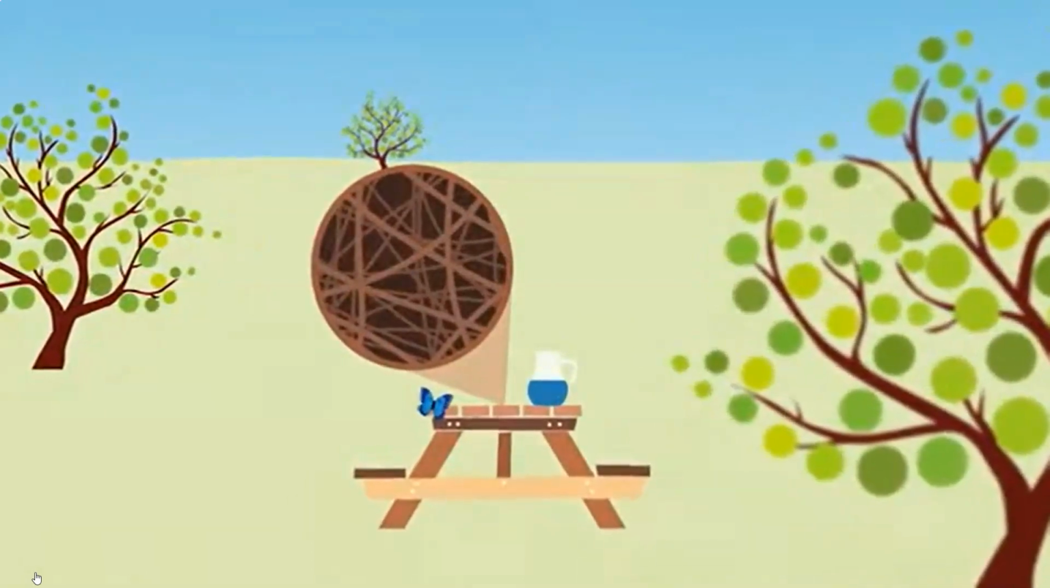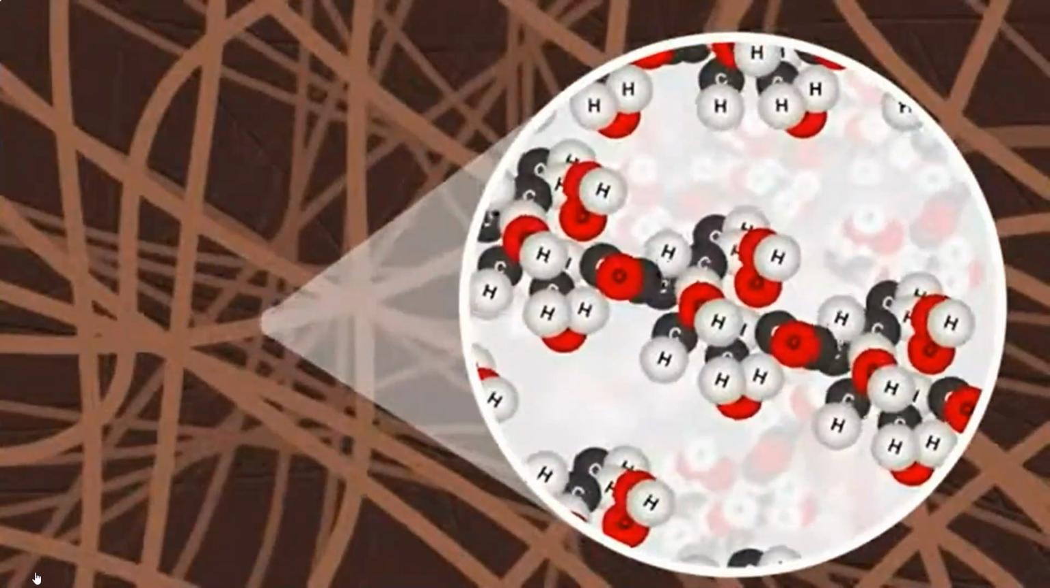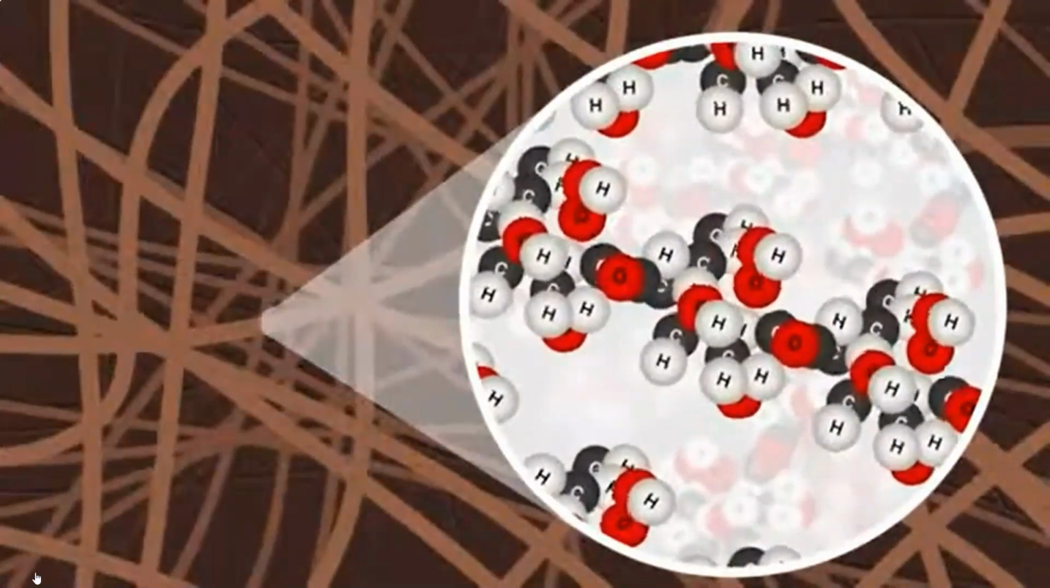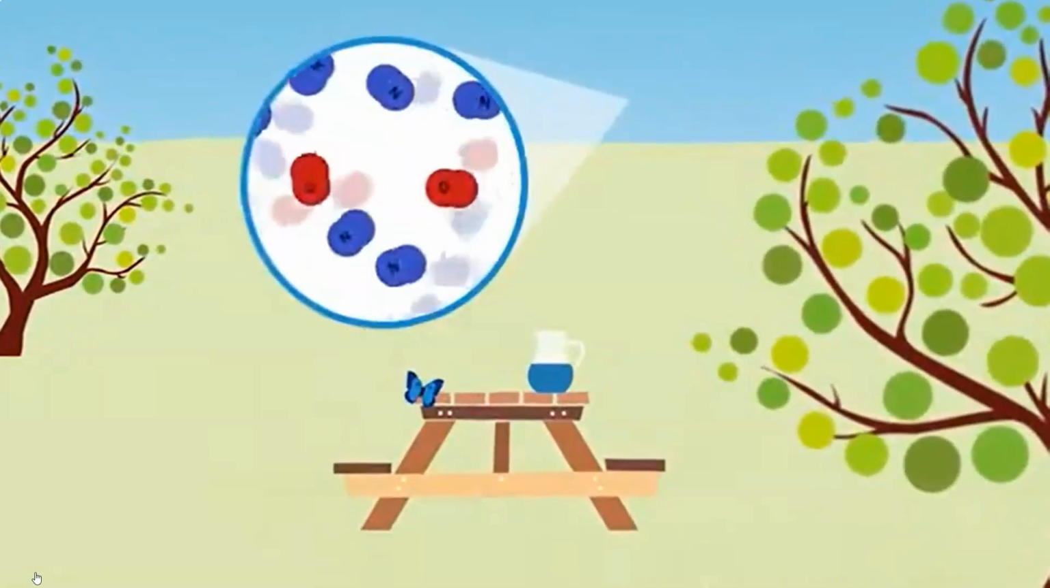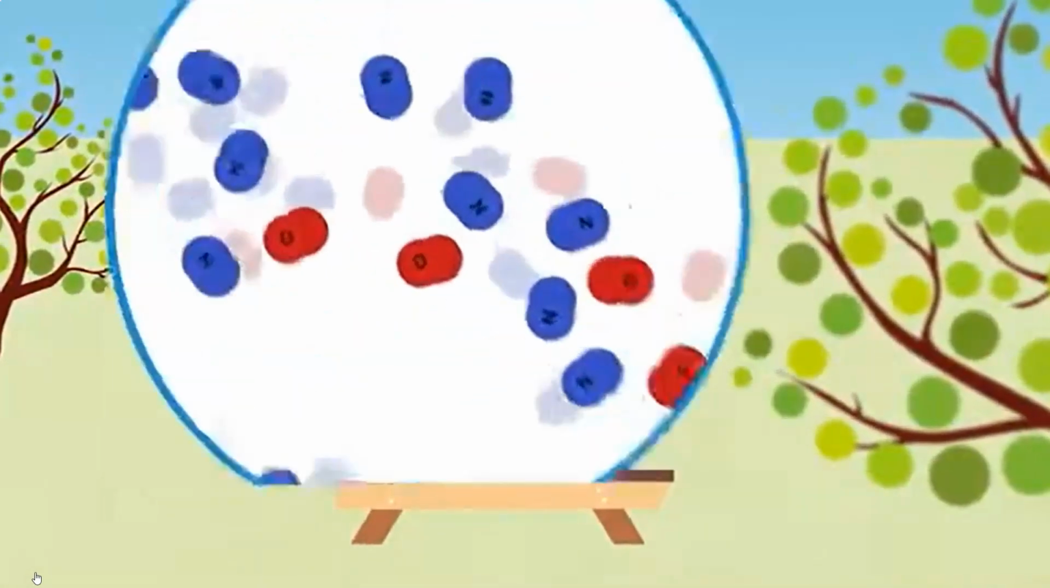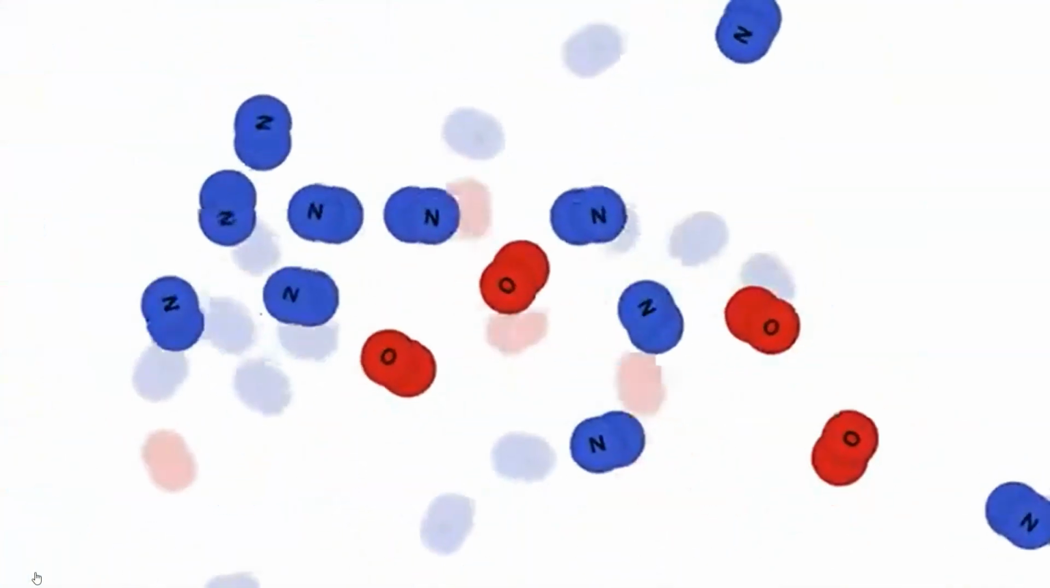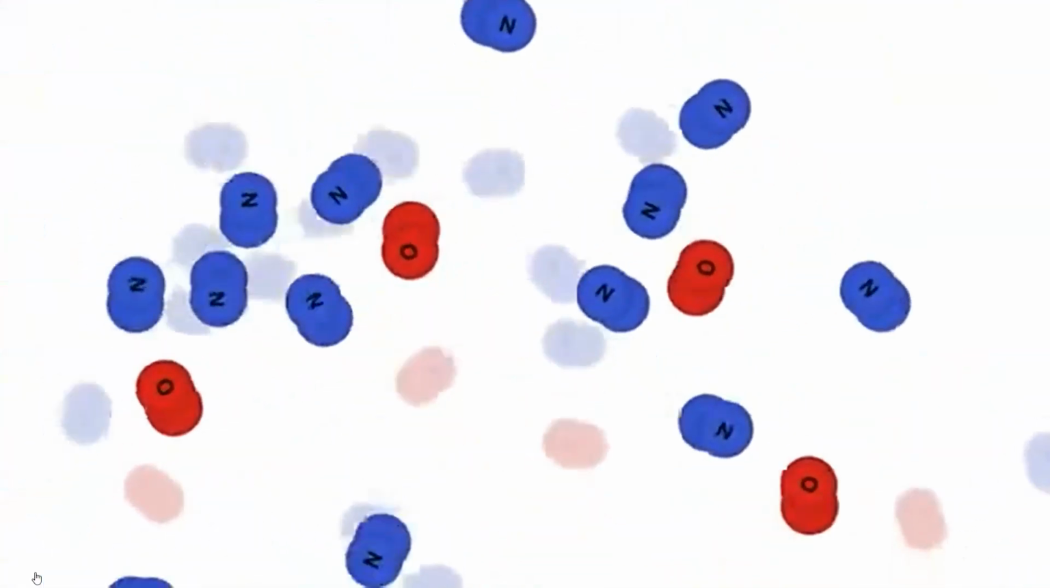But what type of atoms make up wood? Wood is made up mostly of hydrogen, oxygen, and carbon atoms. Even the air we breathe is made up of atoms. Air on Earth is made up of mostly nitrogen and oxygen molecules, and those molecules are made of atoms.